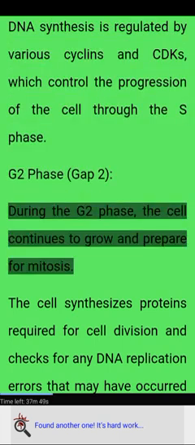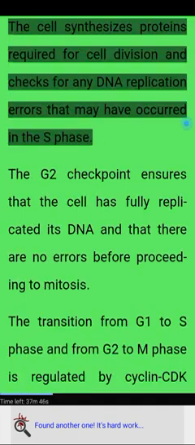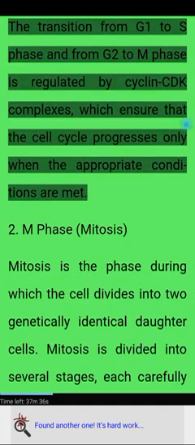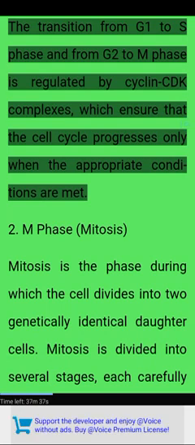G2 phase, gap 2. During the G2 phase, the cell continues to grow and prepare for mitosis. The cell synthesizes proteins required for cell division and checks for any DNA replication errors that may have occurred in the S phase. The G2 checkpoint ensures that the cell has fully replicated its DNA and that there are no errors before proceeding to mitosis. The transition from G1 to S phase and from G2 to M phase is regulated by cyclin-CDK complexes, which ensure that the cell cycle progresses only when the appropriate conditions are met.